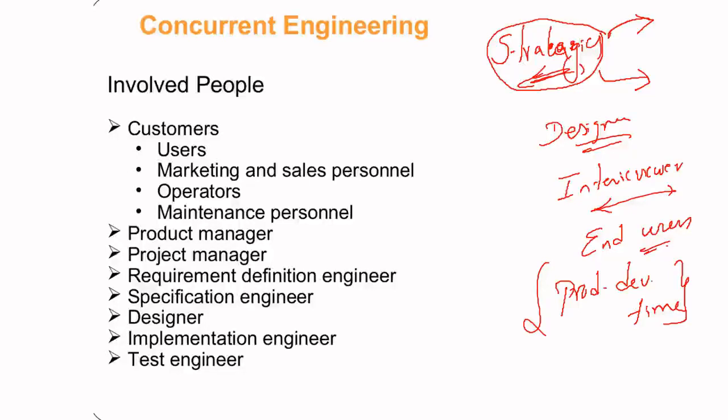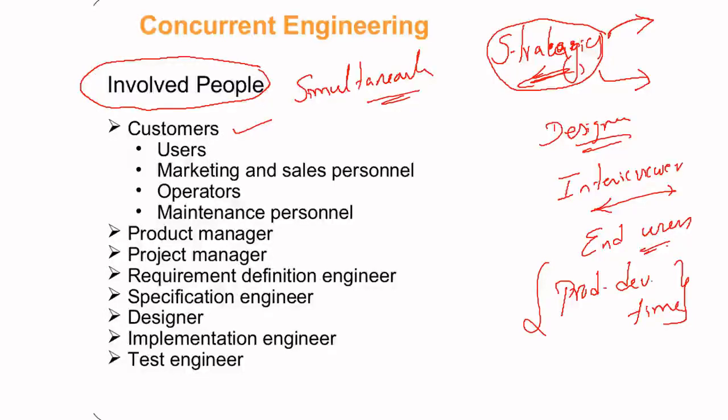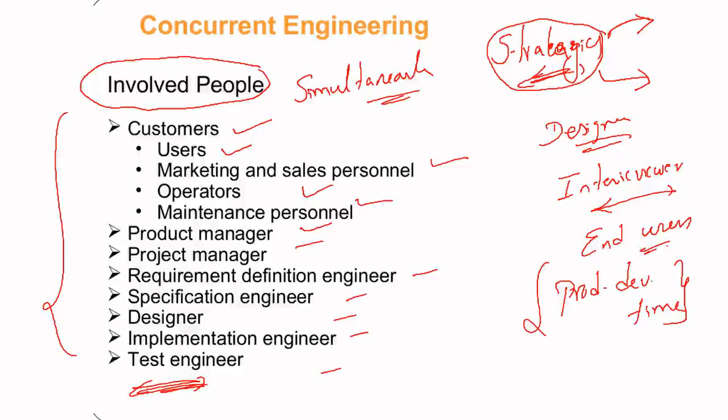So the people who are involved simultaneously are the customers. Look at the intensity of this particular idea. Users, marketers, operators, product manager, project manager, everyone is involved simultaneously. Even the test engineers are there in the picture, right? So that's the beauty of concurrent engineering. So imagine what will be the advantage of this one.